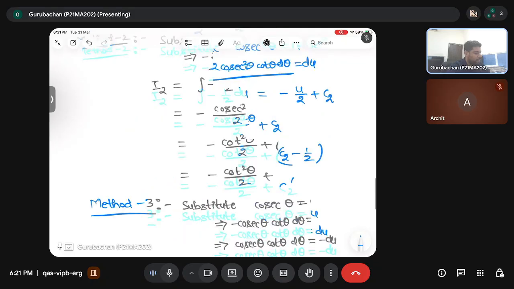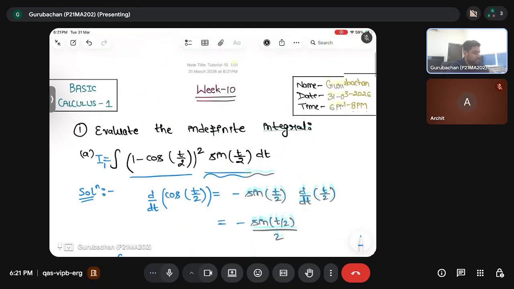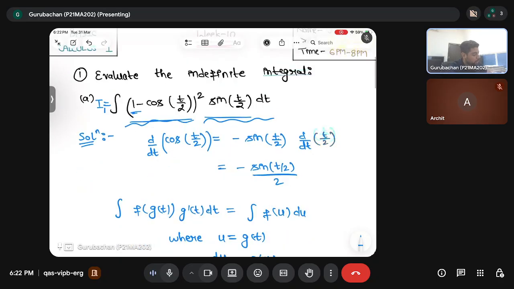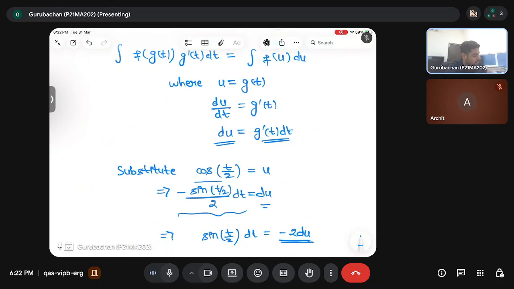In the same way, for a simpler substitution, here also there is an addition of a constant, and you know very well the differentiation of a constant is 0. So here you can directly substitute 1 minus cos t by 2 equal to some u, rather than substituting cos t by 2. Whenever there is an addition of a constant in any function, you can consider the whole function.